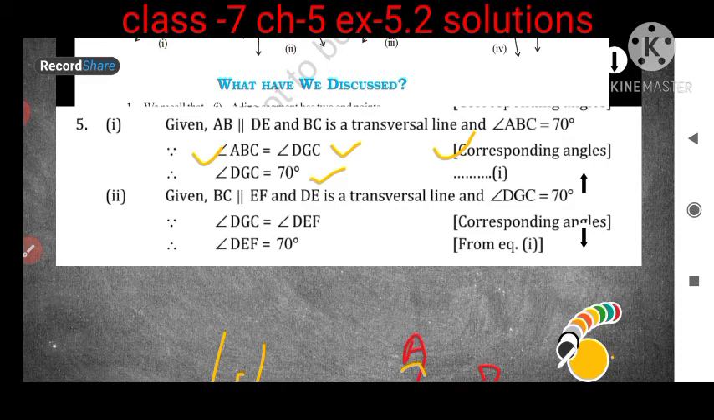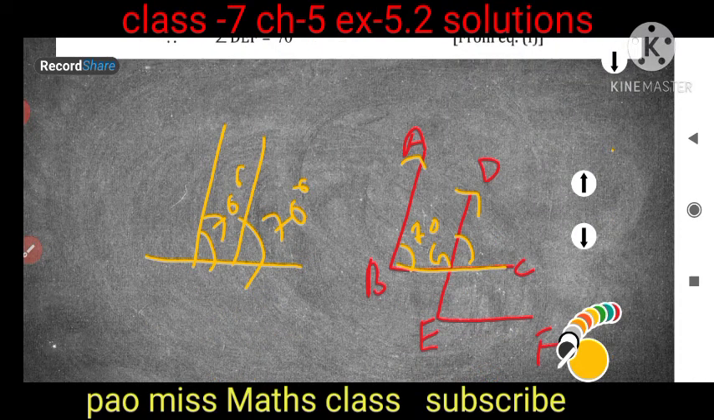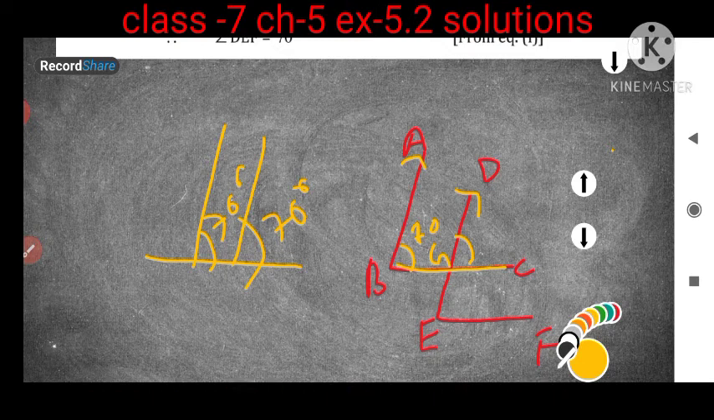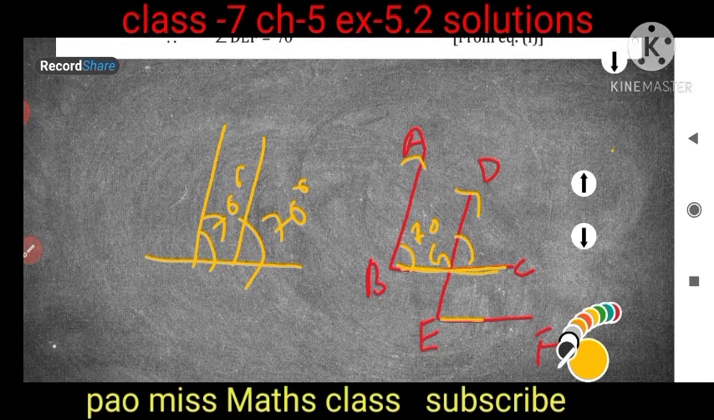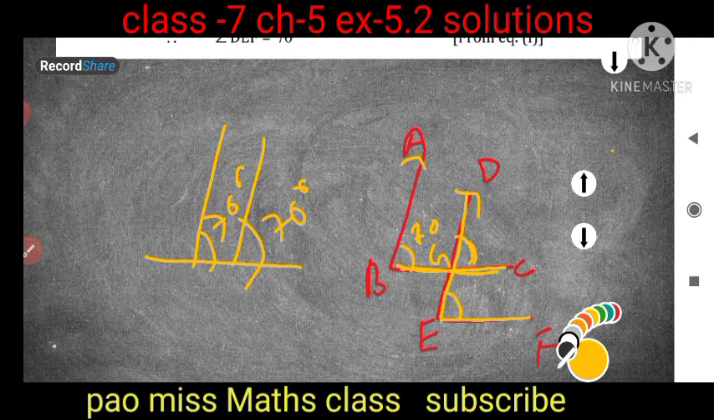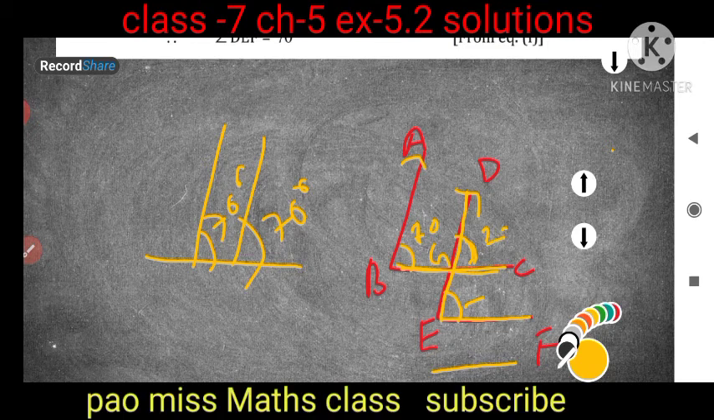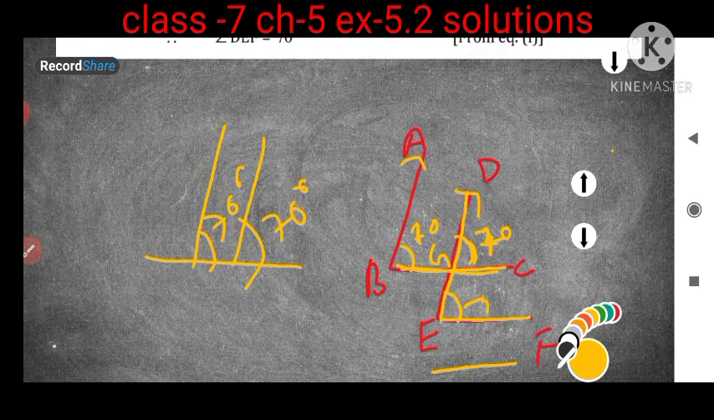Now again for the other. Now BC is again parallel to EF. All the arms are parallel, means what? BC is again parallel to EF. Now again this is transversal, okay? If this is transversal, then this angle is equal to this angle, by corresponding angles. So angle DEF will be how much? 70, because here we got 70 degrees, then here we got 70 degrees, then this angle will also be 70 degrees, isn't it?